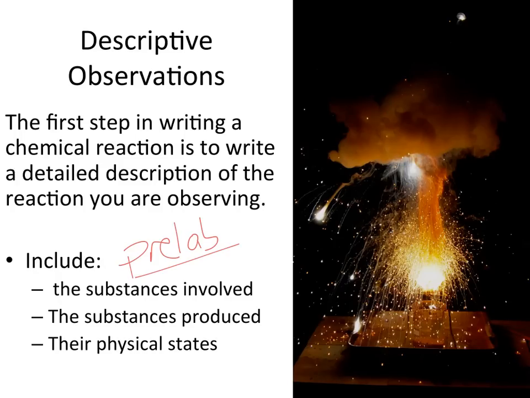There could be some factors that are unknown. For example, if you're burning anything in air, it might not only burn in oxygen, but it also might react with the nitrogen in the air. So there are some unforeseen products that you might not think about. But for the most part, you should be looking at what substances are involved, what are the things that are produced, and what are their possible physical states.